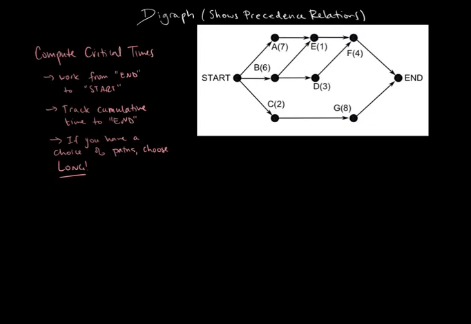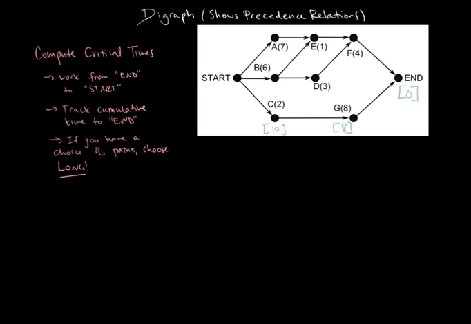In this video, we are going to compute critical times for each vertex. To start, work backwards. The end has a processing time of 0, so that gets a critical time of 0. Moving back to G, it is 8 time units to the end of the graph. Looking back at C, it's 2 plus 8, or 10 units to the end of the graph.